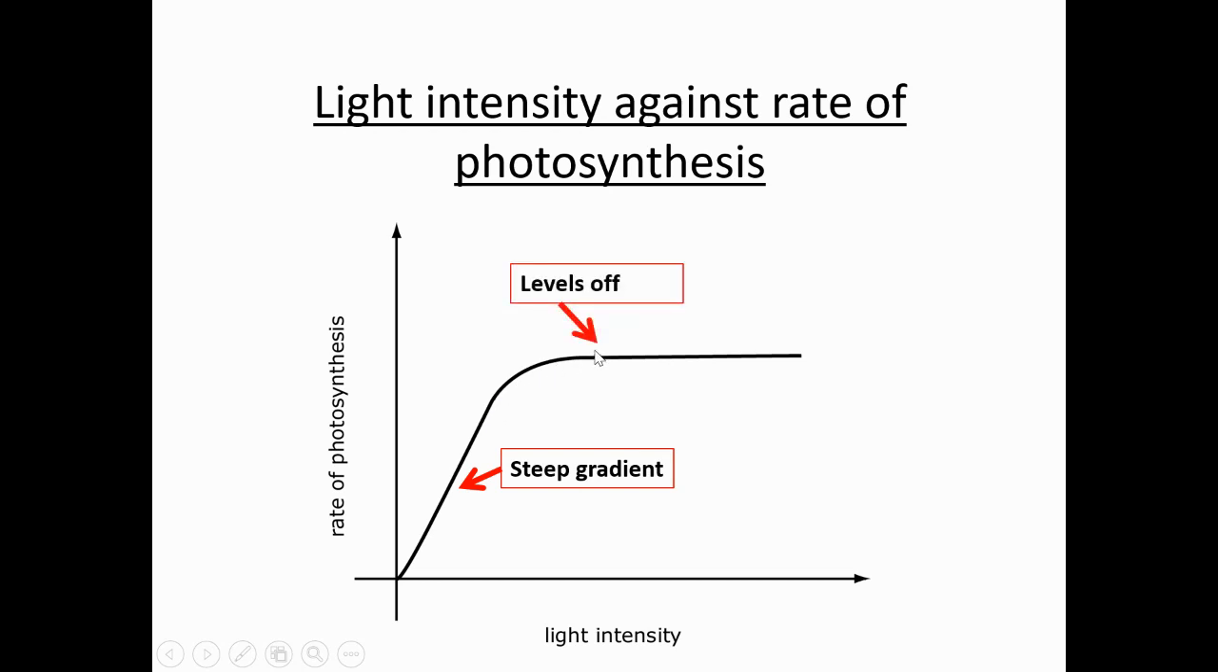But after a while, you notice that it levels out. With increased light intensity, it still might be getting brighter and brighter and brighter, but this does not affect the rate of photosynthesis. It does not go up or down on the y-axis, even though we are getting brighter and brighter. You see, this is the relationship between light intensity and rate of photosynthesis. Steep line, then it levels off.